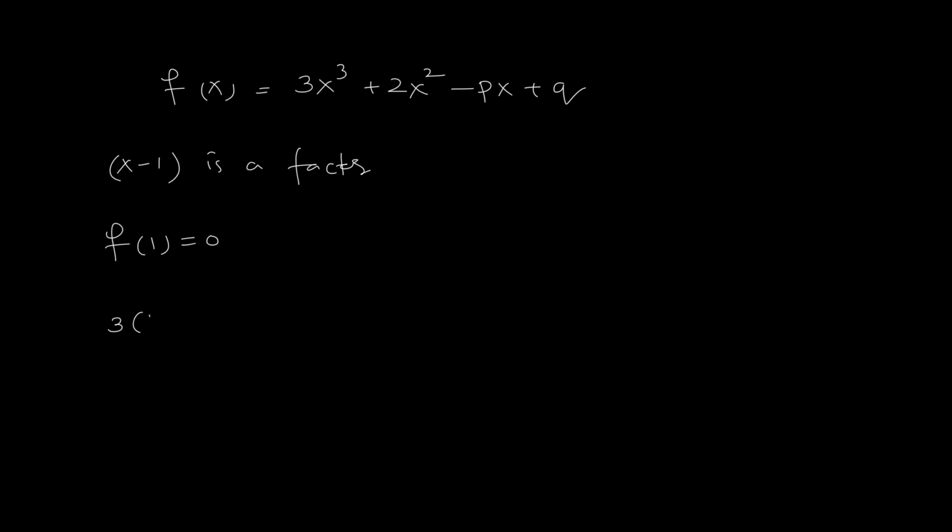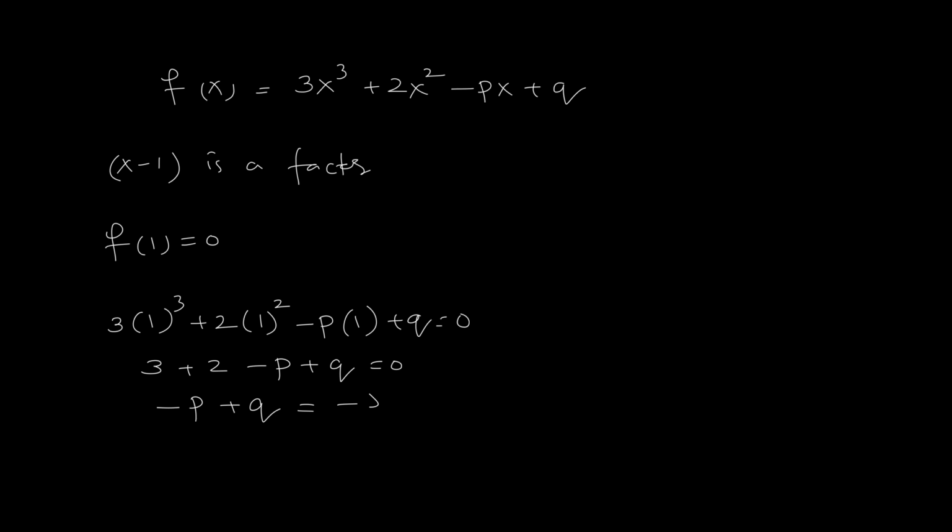f(x) is equal to 3x cubed plus 2x squared minus px plus q. First piece of info, it's completely divisible by x minus 1. In other words, x minus 1 is a factor. So therefore f(1) should equal 0. 3 into 1 cubed, 2 into 1 squared, minus p into 1 plus q equals 0. 3 plus 2 minus p plus q equals 0, so minus p plus q equals minus 5. Or we can write p minus q equals positive 5.